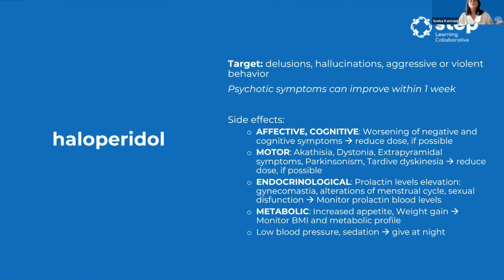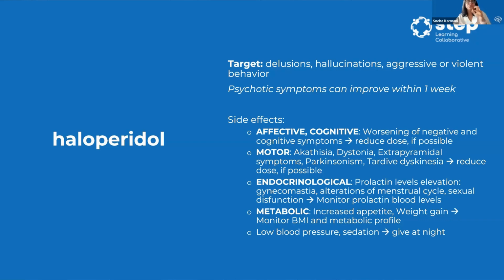I'm just going to touch upon some of the important drugs. Haloperidol is a very commonly used first-generation antipsychotic. It targets delusions, hallucinations, aggressive or violent behavior, positive psychotic symptoms that we mentioned. So it can show early improvement in psychotic symptoms as early as a week, and you need to continue it for a sustained period of time to have a sustained improvement.